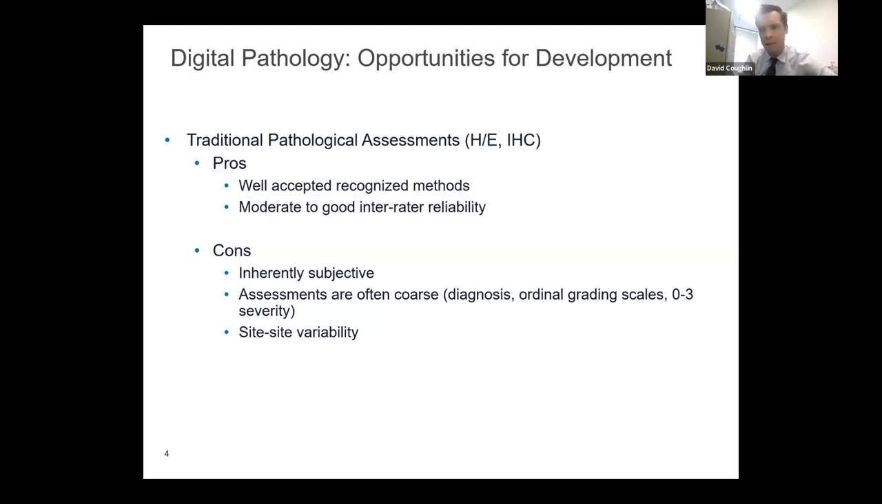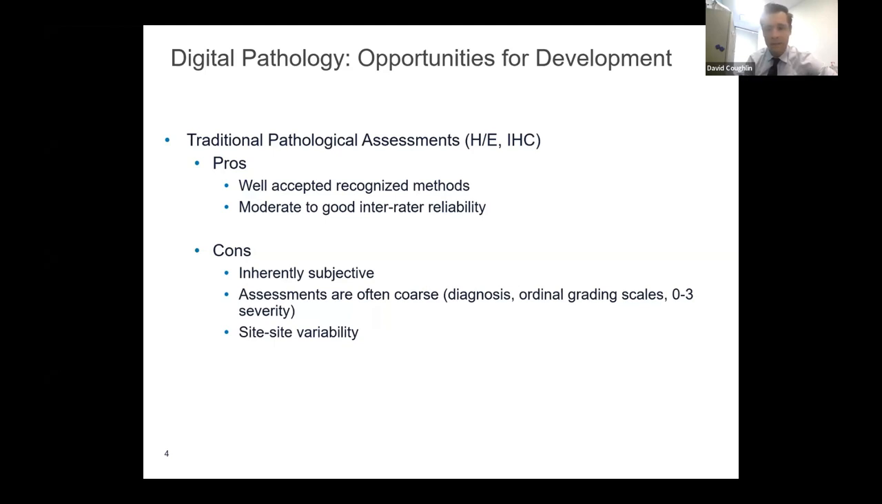There are some drawbacks to these approaches. One is that they're inherently subjective, and those inter-rater reliability numbers are sometimes more moderate than good. It also yields fairly coarse measures of neuropathologic severity. You get a diagnosis, and sometimes ordinal grading scales, like Braak staging 1 through 6, or CERAD 0 through 3, or regional density pathology scores of mild, moderate, or severe. This is fairly coarse data that may be difficult to use for more sophisticated statistical modeling.